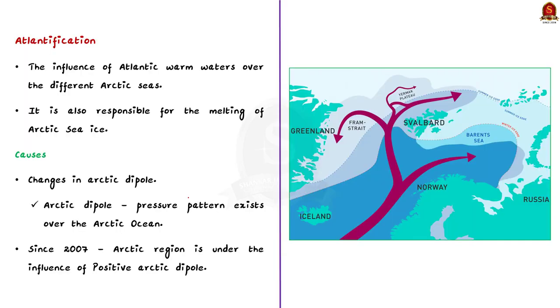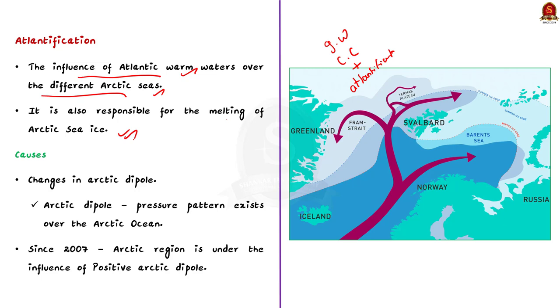Atlantification refers to the influence of Atlantic warm waters over the different Arctic seas. As we all know, over the past years, the Arctic sea ice is disappearing. It is due to many factors like global warming, climate change and so on. But recently, the scientists also say that the warmer and the saltier waters from the Atlantic Ocean are also responsible for the melting of the Arctic sea ice.